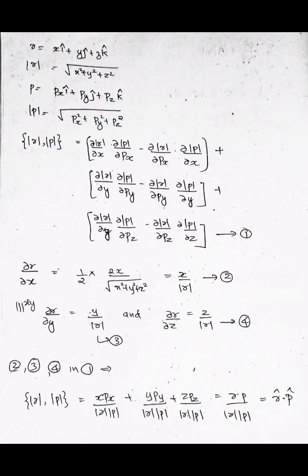Substituting 2, 3, 4 in 1, we get {r, p} is equal to x px by rp plus y py by rp plus z pz by rp. This is equal to r dot p by rp, that is r cap dot p cap. So the answer is r cap dot p cap.